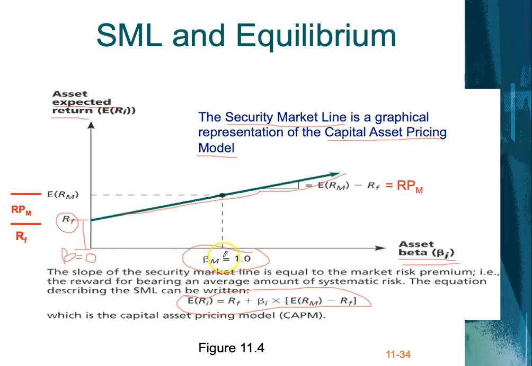Okay, so beta equals 0 right there. And right here, this is the market. Okay, so that is the market beta of 1. And where it intersects this SML line, the SML line is the return of the market.